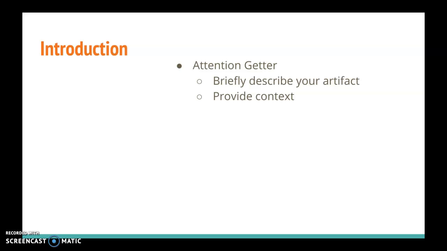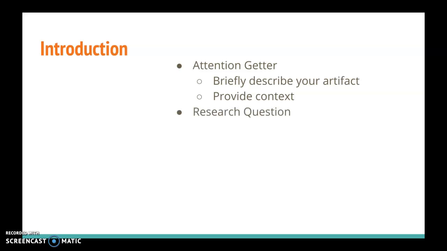Let's say, for example, that you are giving a speech about Martin Luther King Jr.'s I Have a Dream speech. You might provide some context talking about the growing desire for racial equality and the event of the March on Washington, just to provide your audience with some background as to how and when the speech was given.